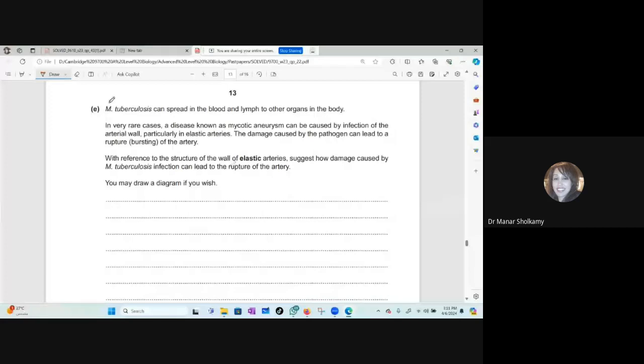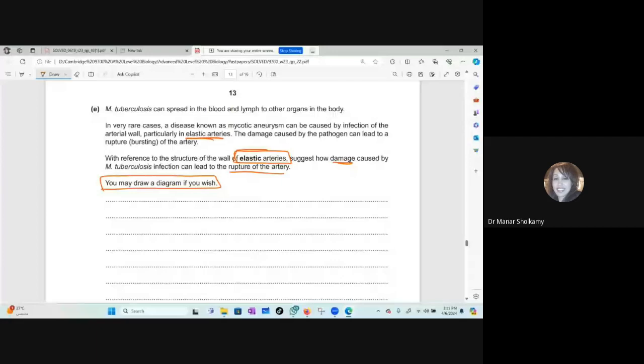Okay. Now, M. tuberculosis can spread in the blood and lymph to other organs in the body. In very rare cases, a disease known as mycotic aneurysm can be caused by infection of the arterial wall, particularly in elastic arteries. The damage caused by the pathogen can lead to a rupture, bursting the artery. With reference to the structure of the wall of elastic arteries, suggest how damage caused by the M. tuberculosis infection can lead to the rupture of the artery. You may draw a diagram if you wish.